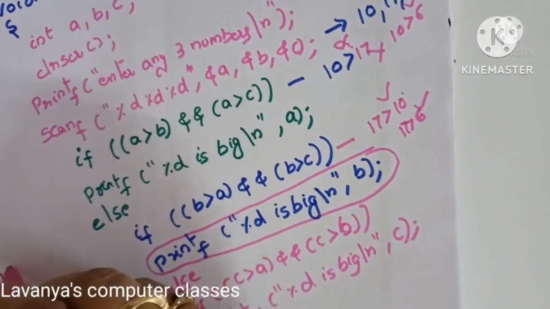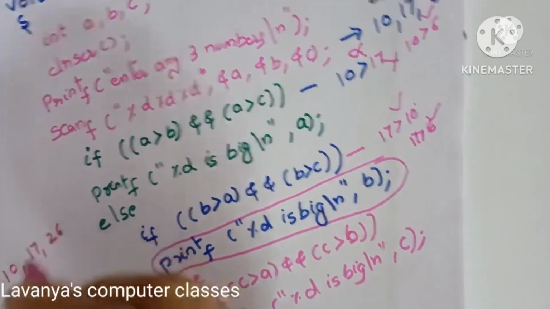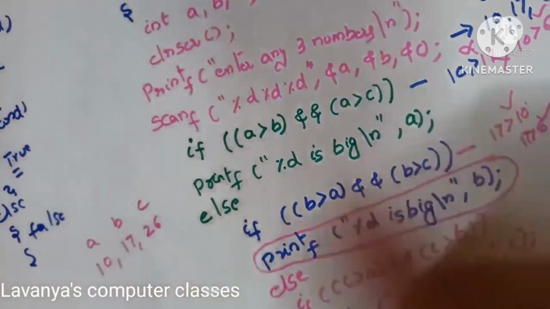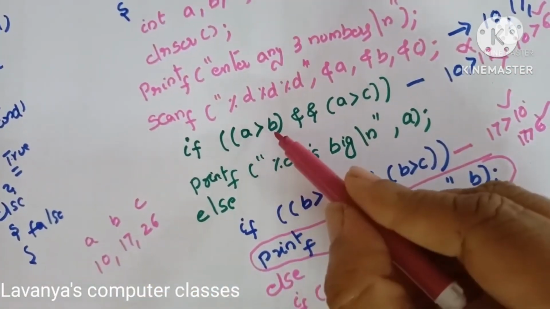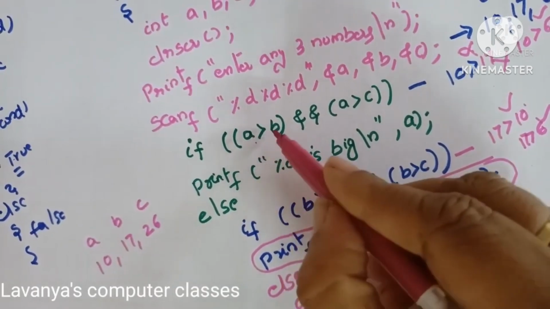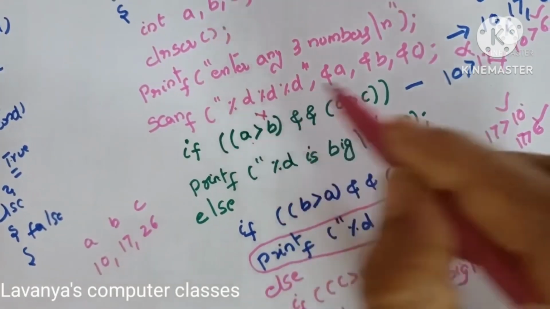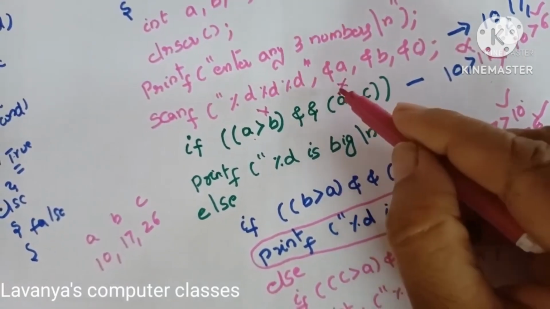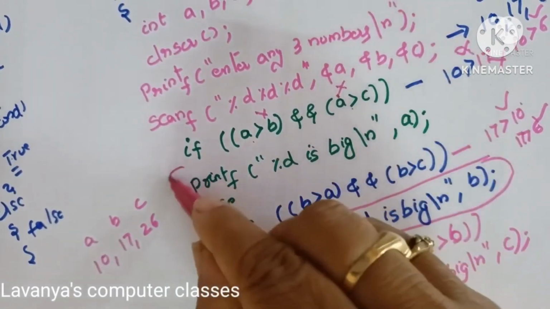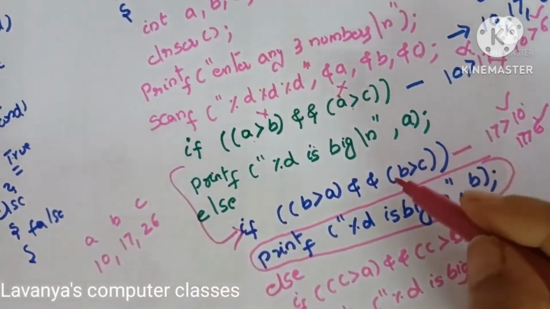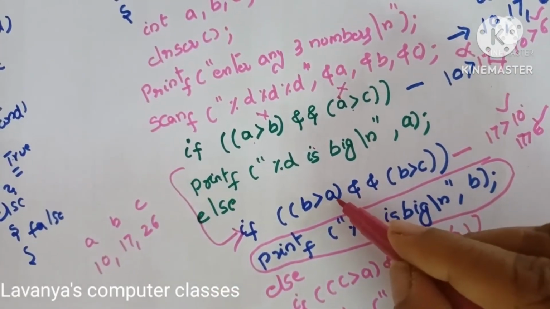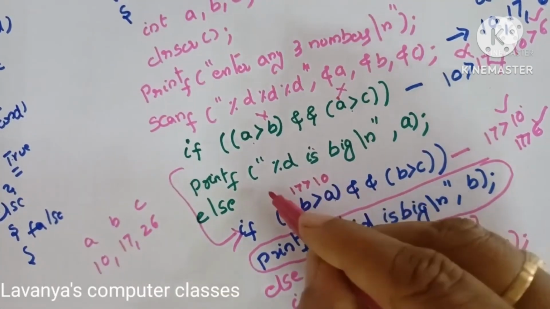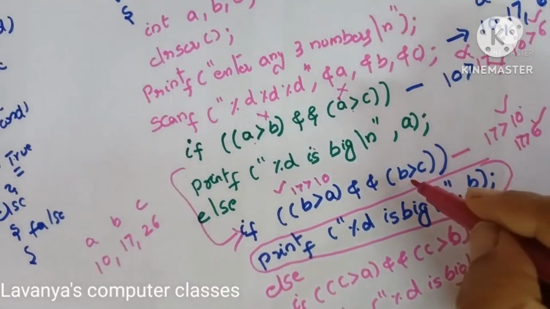Otherwise go for some more numbers: 10, 17, 26. Here a is 10, b is 17, c is 26. Check again. a greater than b means 10 greater than 17, wrong. 10 greater than 26, wrong. Both the conditions are wrong, so it does not execute. It goes to after else. After else, b greater than a. What is the b value? 17. 17 greater than a, which is 10. First condition is true.